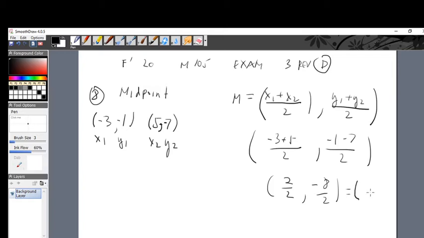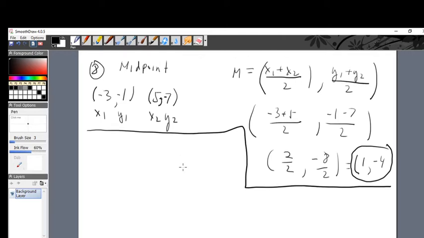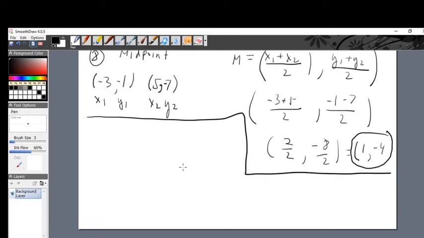And here's the final midpoint that we got. 2 over 2 is the same thing as 1. -8 divided by 2 is -4. And here is our midpoint. Problem over for problem number 8. Let's move up the paper. Good. Let's go to problem number 9.